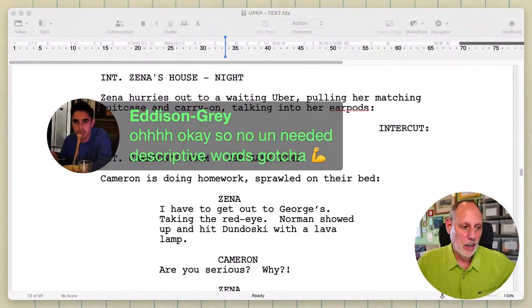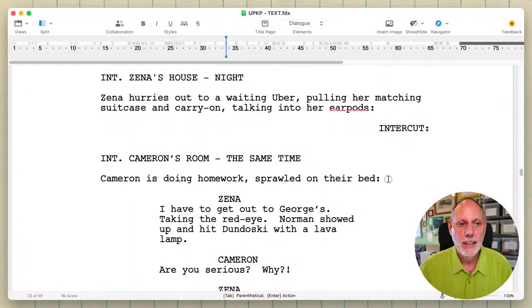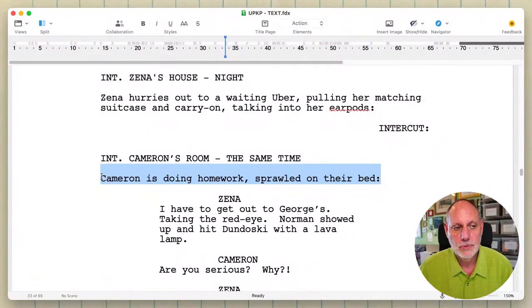Not unneeded descriptive words. Definitely not anybody's favorite thing to read when they are reading a script. They are reading for the characters and the story. Now, you do want to describe to keep the characters in the story alive and interesting. But like I said, usually that's something that is pretty simple. Like, I'm not describing what the lights are like or even what their room is like.